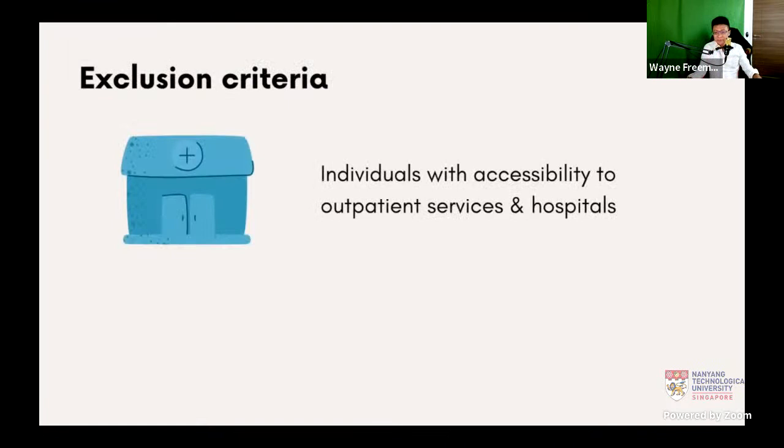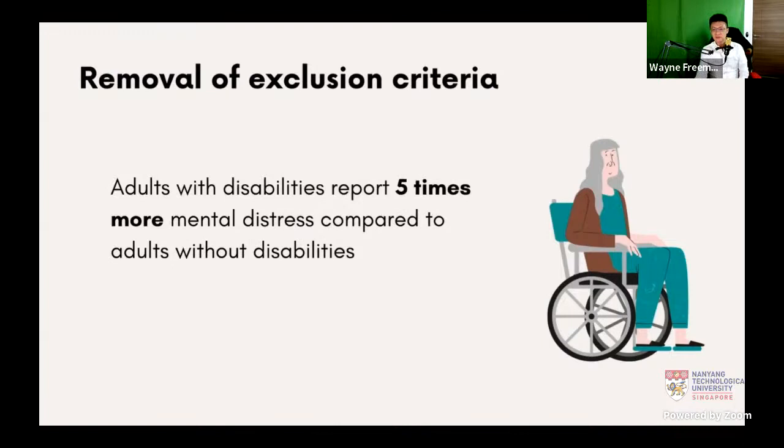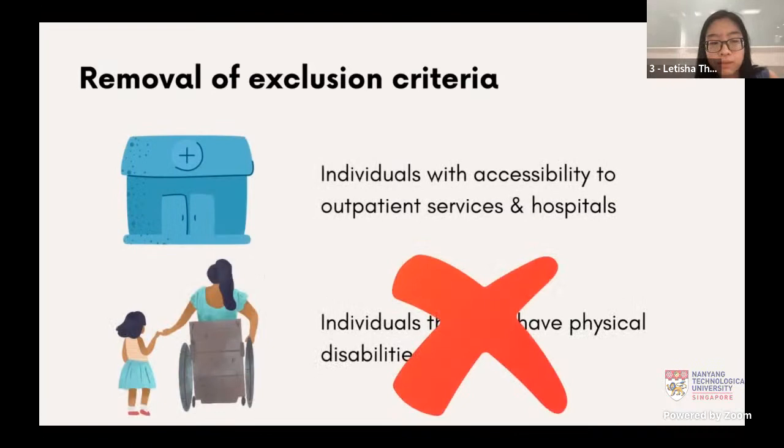The CPGP has an exclusion criteria where people with physical disabilities will not be eligible for clinical visits. Yet according to the CDC, adults with disabilities report 5 times more mental distress compared to adults without disabilities. This signifies that the overlooking of individuals with disabilities is countering the purpose of early detection. Hence, it is recommended that the exclusion criteria of individuals with physical disabilities should be removed, as they are a group of individuals vulnerable to mental health disorders, elderly or not.